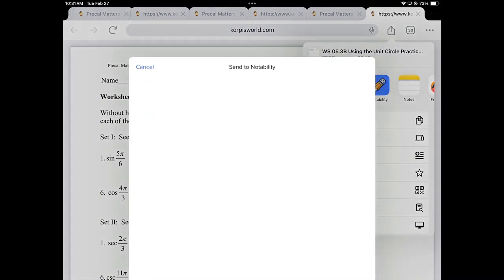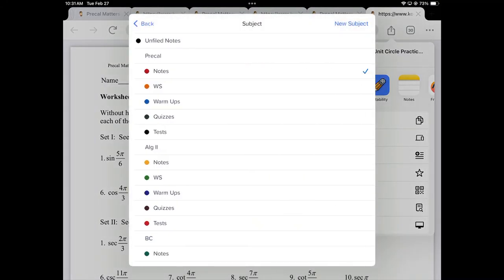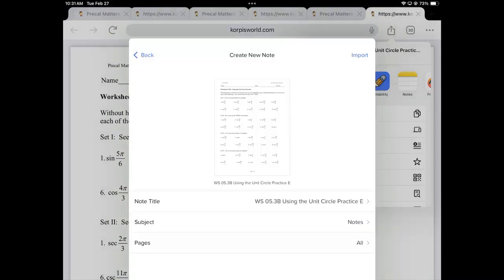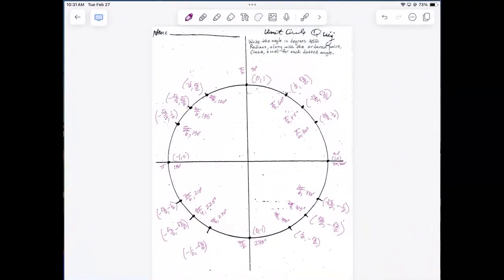I'm going to upload this also into Notability. I'll create a new note, and I'll do it in Pre-Cal Notes. Yep, there we go. Done. Using the unit circle, 5.3b.